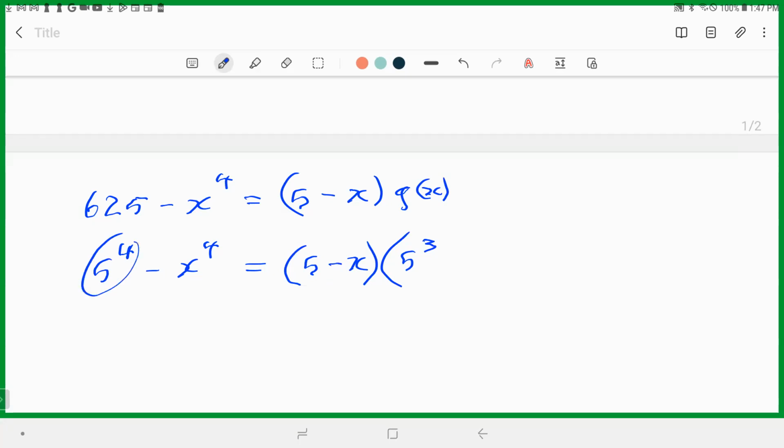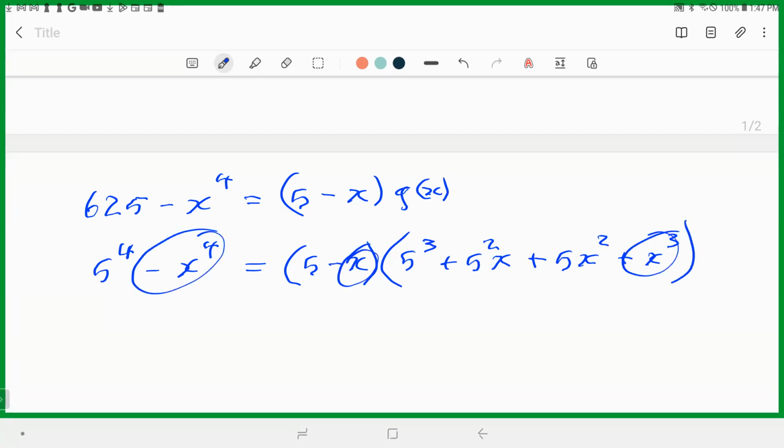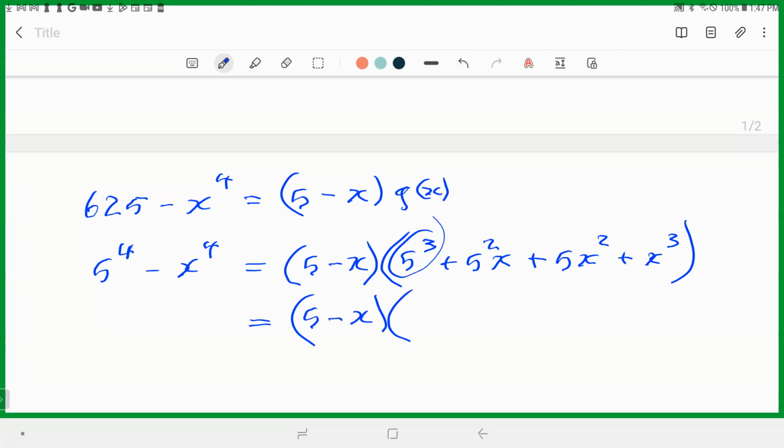By the way, 5 to the 4th power is 625. Look at it: 25 times 25 is 625. Is this correct? Then the power of this is reducing. So you get 5 squared and the x starts, plus 5 and the x increases to square. Then the 5 is done and you get x cubed. And then it becomes 5 minus x, bracket. 5 cubed is how much? 125. 25 times 5 is 125. Plus 25x plus 5x squared plus x cubed. Done. Remember, do it as a process, not as a formula.